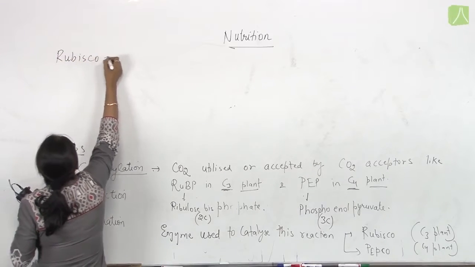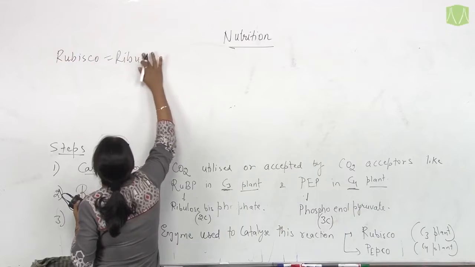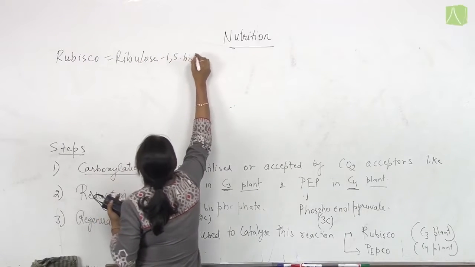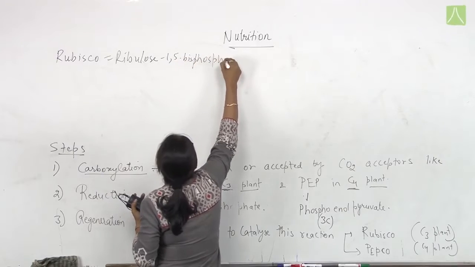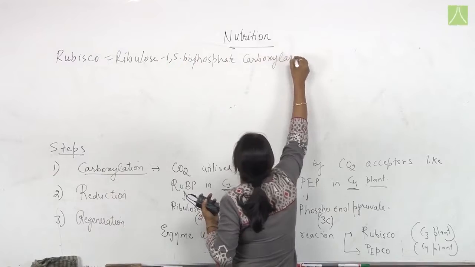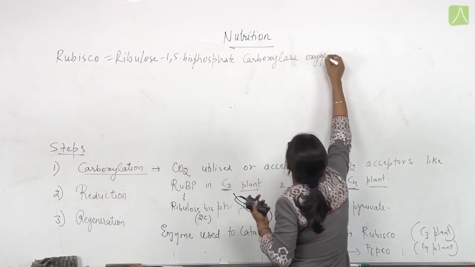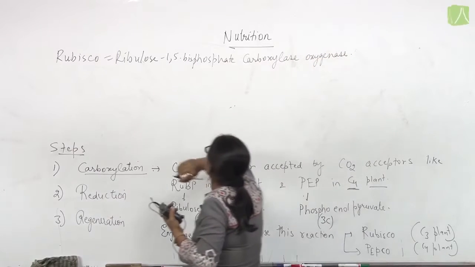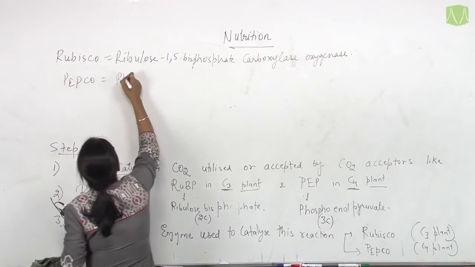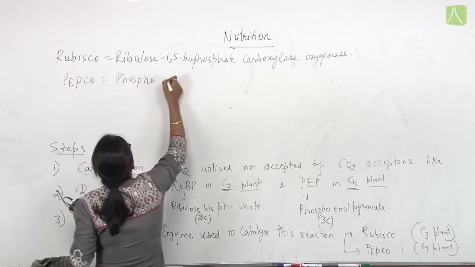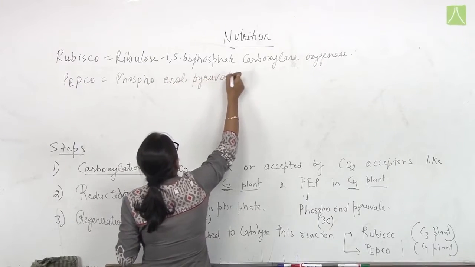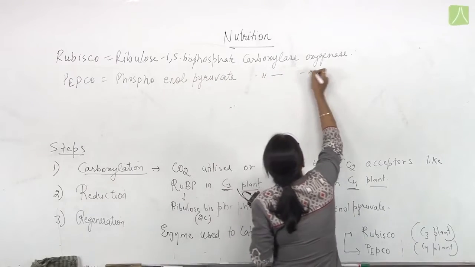The full form of Rubisco is ribulose 1,5-bisphosphate carboxylase oxygenase, and the full form of Pepco is phosphoenol pyruvate carboxylase oxygenase.